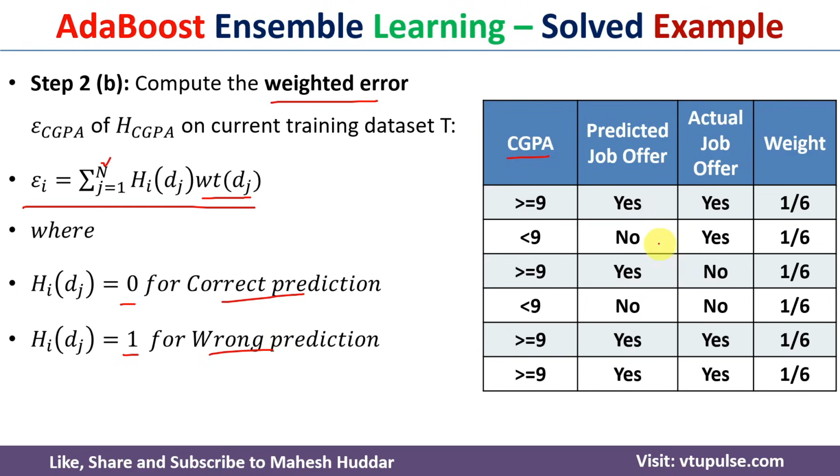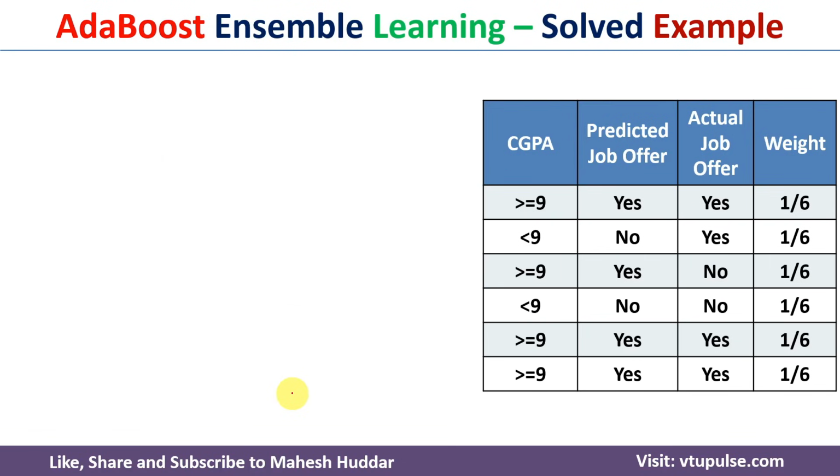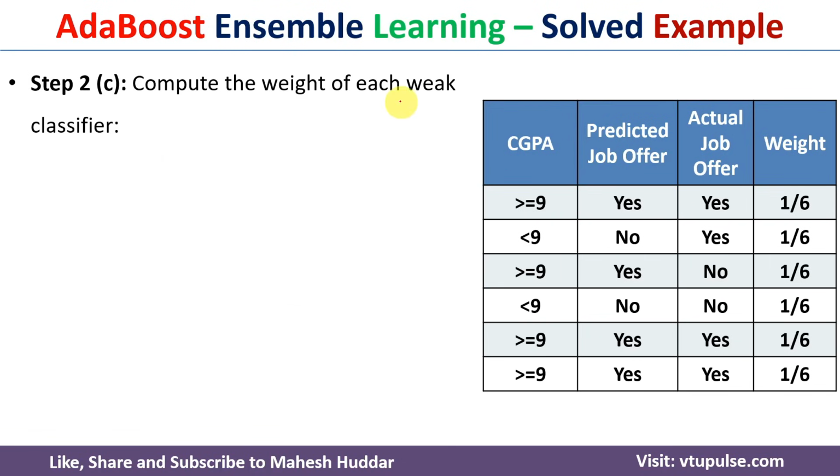As said earlier, these two are the wrong predictions, so we get the value 1 for them. For all the remaining ones we get 0, and 0 multiplied by anything is 0. For these two we get 1 multiplied by the weight. So the error for CGPA is these two incorrect classifications, each with weight 1 by 6, which is equal to 0.333.